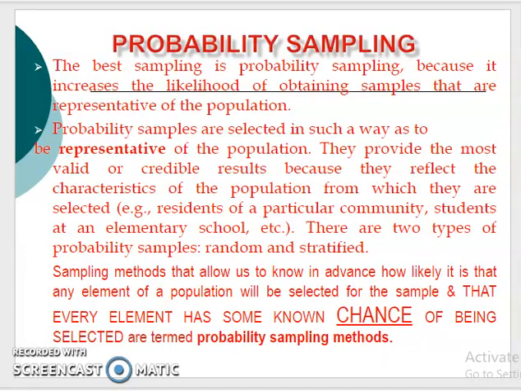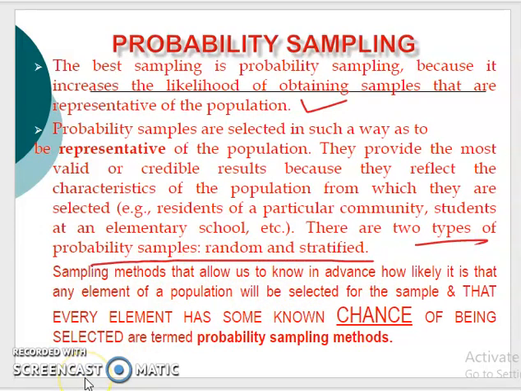Then about probability sampling. The best sampling is probability sampling because it increases the likelihood of obtaining samples that are representative of that particular population. Probability samples are selected in such a way as to be representative of that particular population, and they provide the most valid or credible results because they reflect the characteristics of the population from which they are selected. For example, the residents of a particular community, the students of an elementary school, etc. And there are two types of probability samples, that is random and stratified sampling.